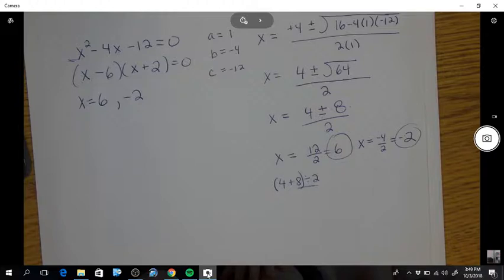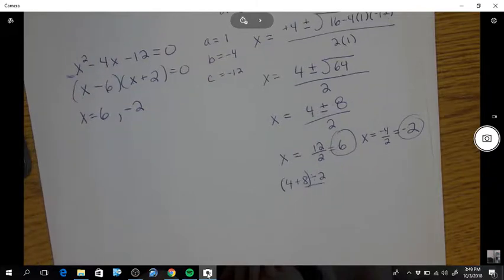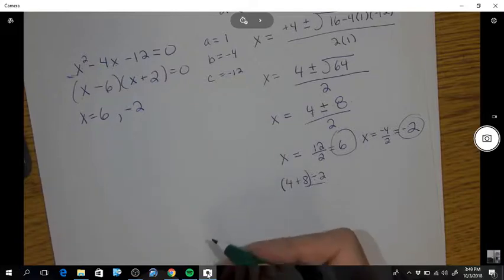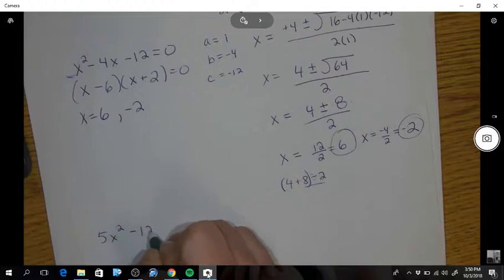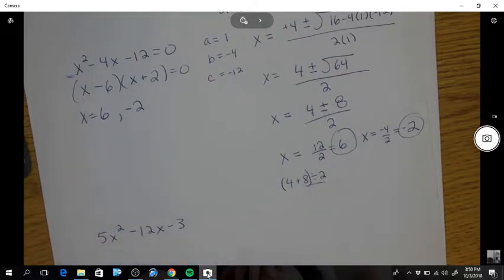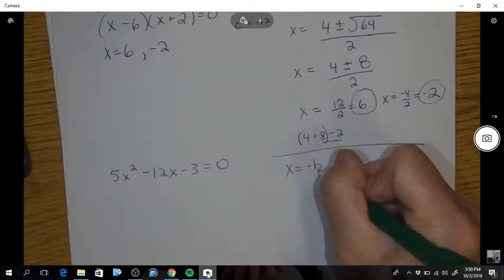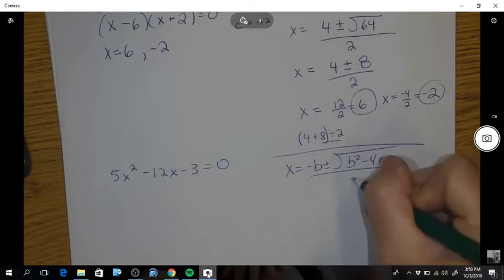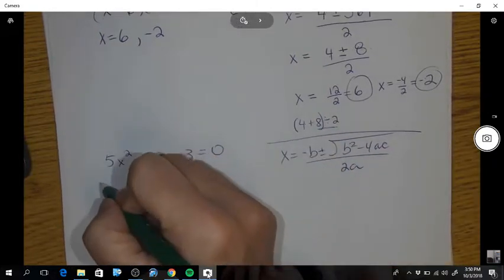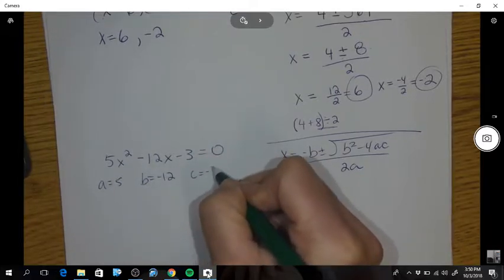So when do you use this? When it's not a factorable example. Let me see if I can find one for you here. Let's go 5x squared minus 12x minus 3 equals 0. I'm just going to write this formula so we have it nice and handy beside us. So a is 5, b is negative 12, and c is negative 3 when we plug in.